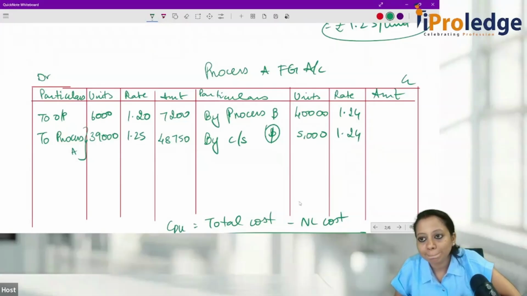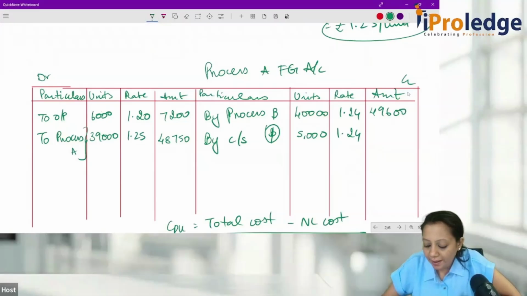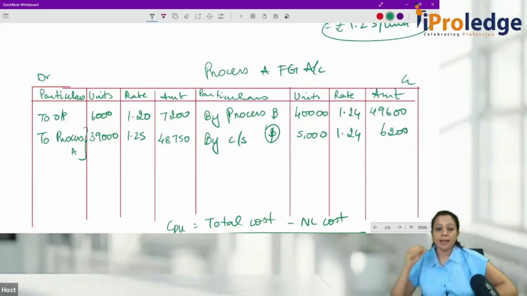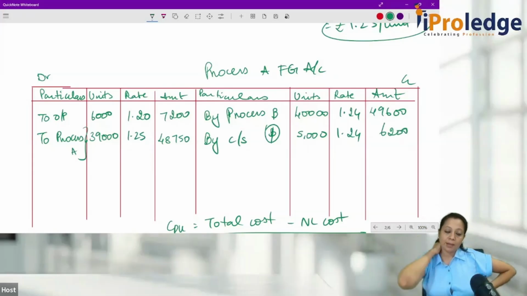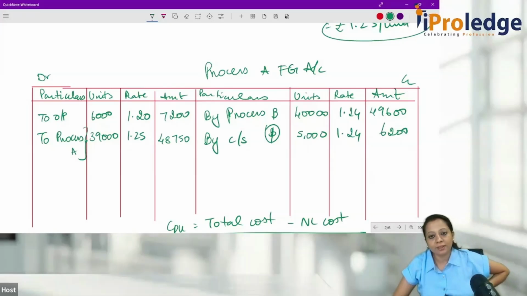I hope you all remember. Right. So 40,000 into 1.24, that is going to be 49,600. And 5,000 into 1.24 is 6,200. So closing stock, transfer to next process, abnormal loss, all this will be valued at cost per unit. We have done in question number 24. I hope I remember the question number correctly. This was one of the first questions that we did.